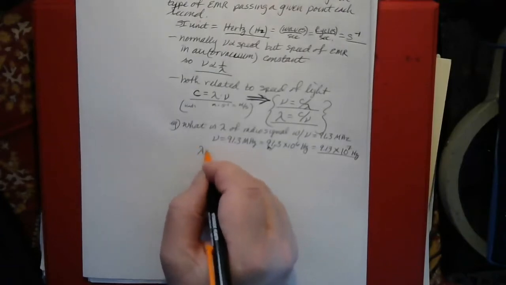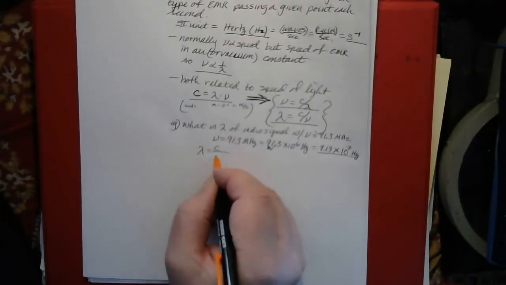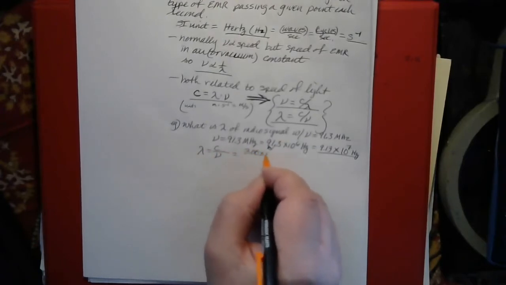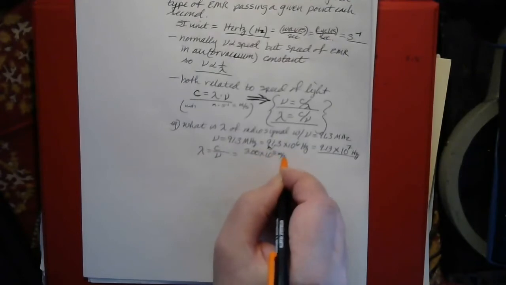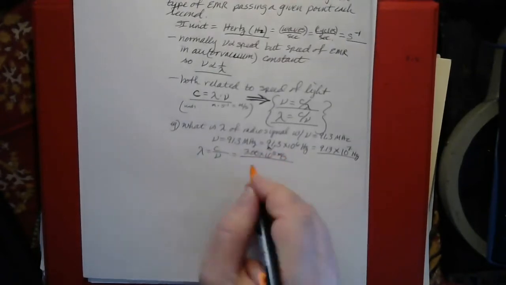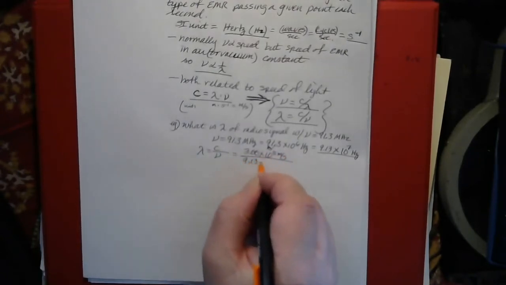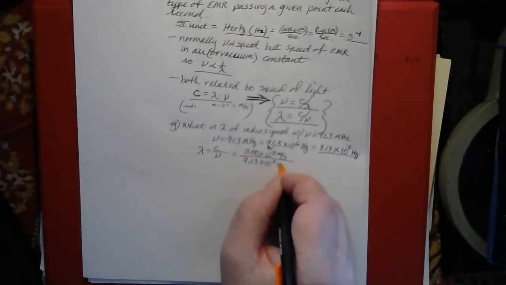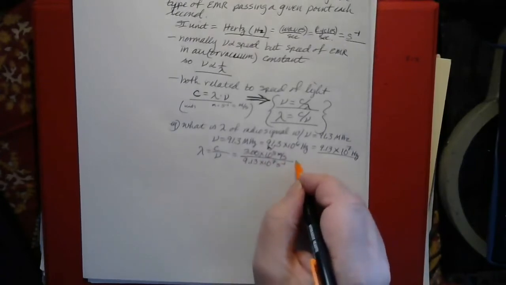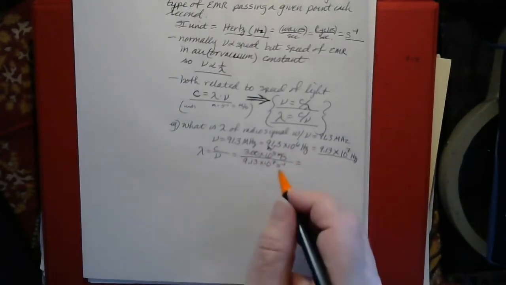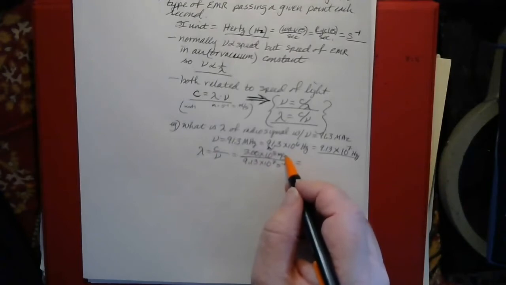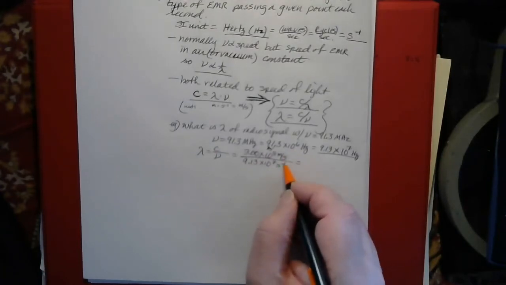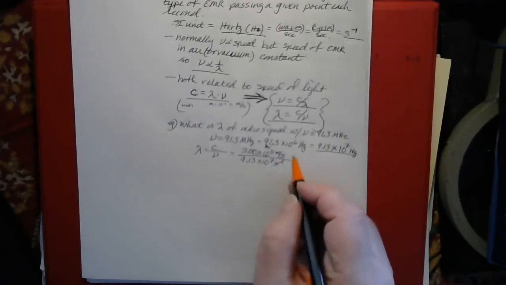And now we know that wavelength is equal to speed of light over frequency. And that's 3 times 10 to the 8th meters per second over 9.13 times 10 to the 7th inverse seconds. So you have actually seconds to the -1 on top divided by seconds to the -1 on the bottom. So you'll notice those will cancel.